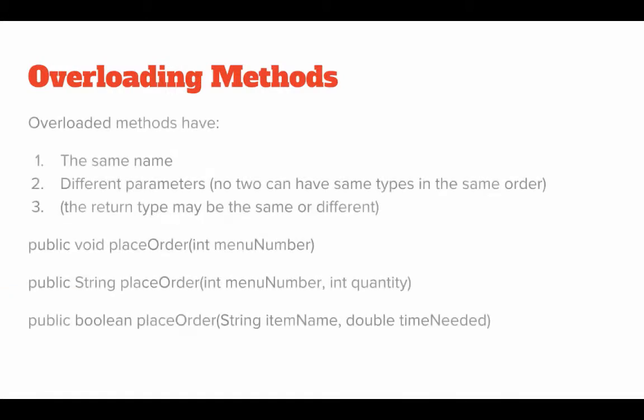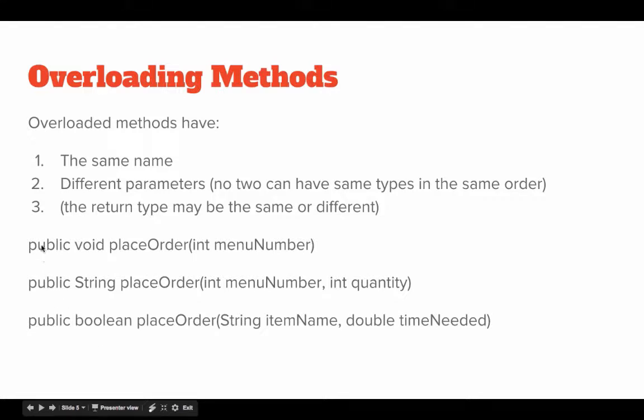So here's the idea of overloading methods. Overloaded methods have the same name. They have different parameters. Again, no two can have the same types in the same order. Now, the return type of the method may be the same or different. That really doesn't matter. So I've written three examples here for you to look at.